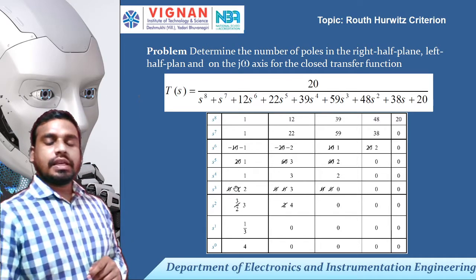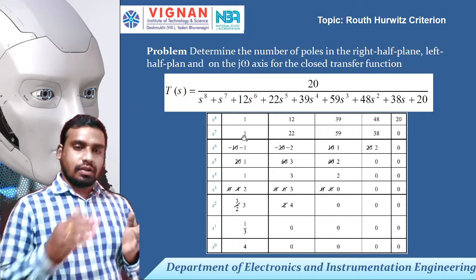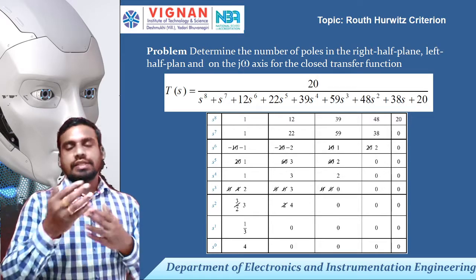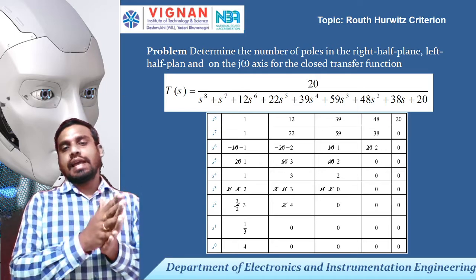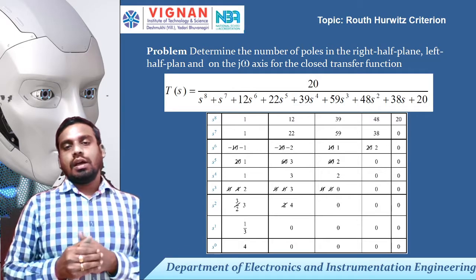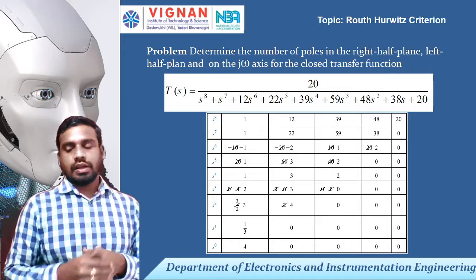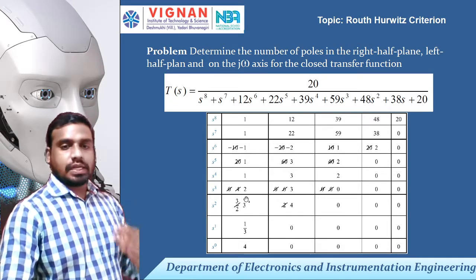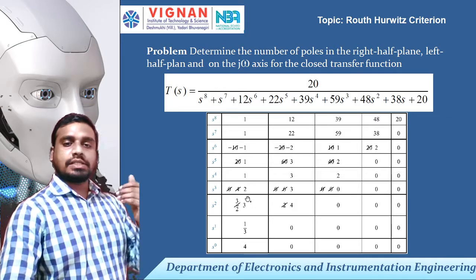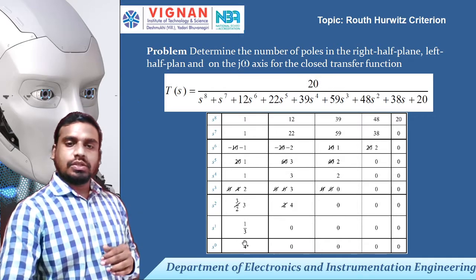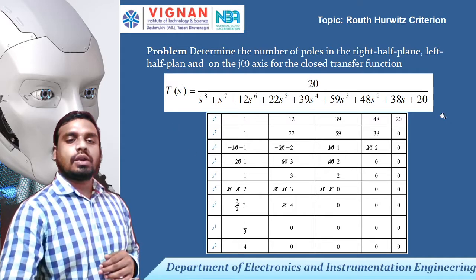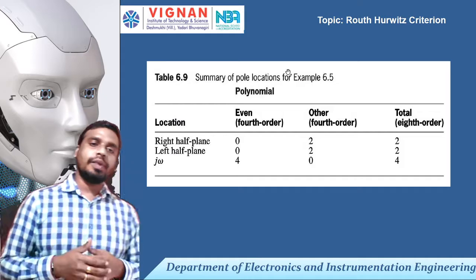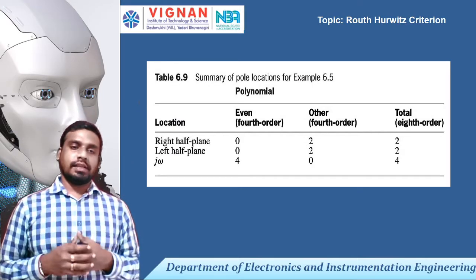So if you observe here, there is actually a row with all zeros. In this situation, what we did is find the auxiliary polynomial and write the whole row. Right? So once we write that whole row, then we can proceed with the next rows with the same procedure. So that is how we fill this Routh table. Then they will ask how many poles are there.